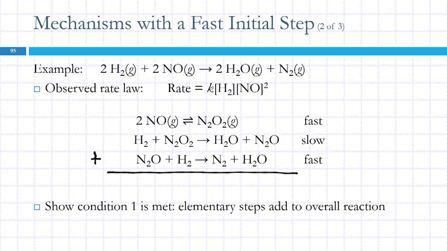So I'm going to look for anything that appears on both sides. So here's N2O2 and there's N2O2. It gets formed and destroyed. It's not going to show up in the overall reaction. That's an intermediate. Do we have any more?